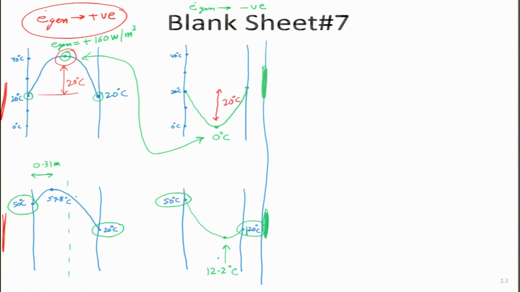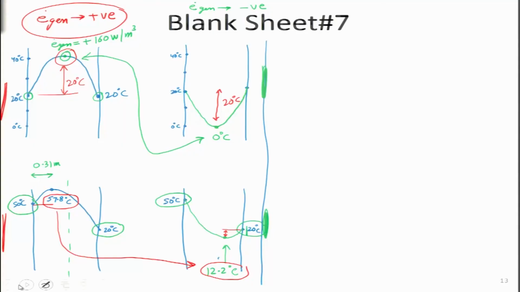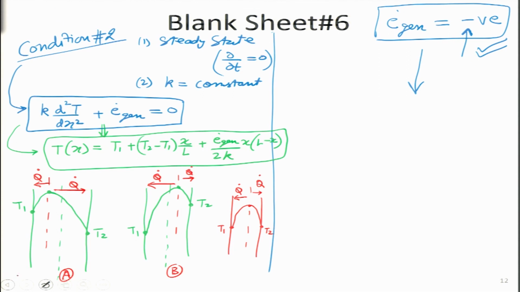And the same thing we can see with these two numbers as well, that there is a 7.8 degree rise compared to 50 degrees over here, and if you see over here, there is a 7.8 degree dip from the minima over here. So, it turns out in nature we can change the sign from positive to negative, and we can get very interesting results. This is something that we had looked at for condition number 2, where steady state we have assumed and k equal to constant we have assumed.